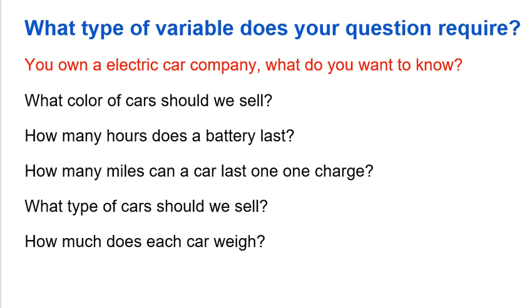What type of car should we sell? Sedans, sports cars, 2-door, 4-door, SUVs, trucks? Guess what? Those are all words. That's going to put you into a categorical variable.